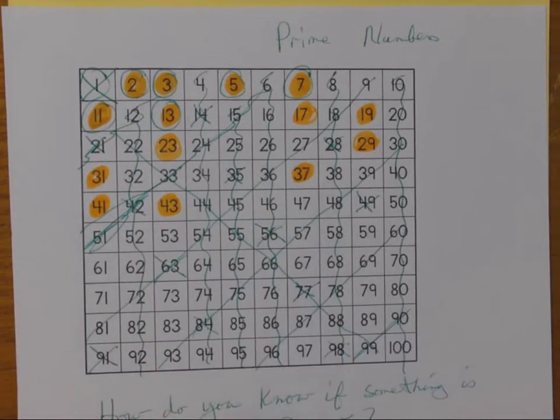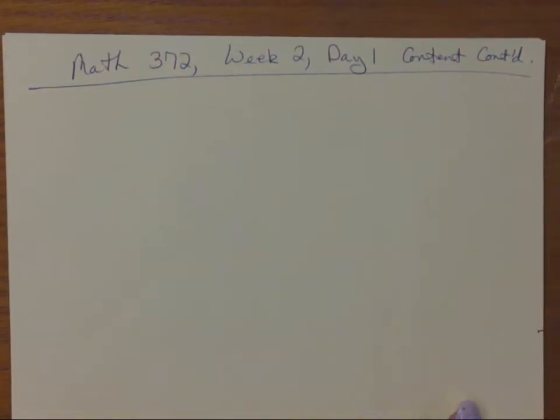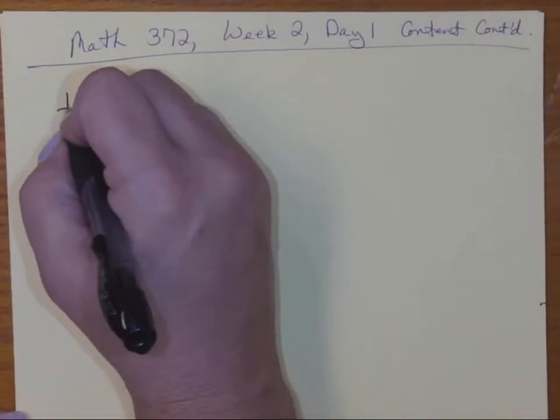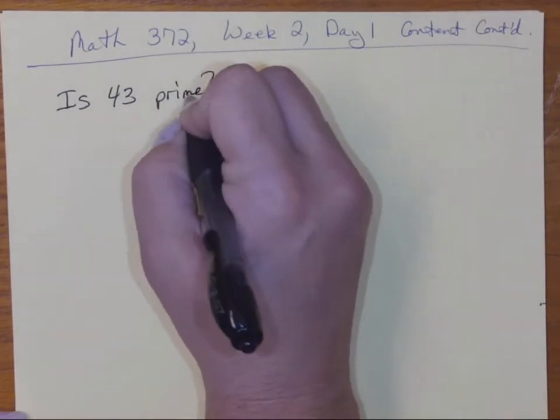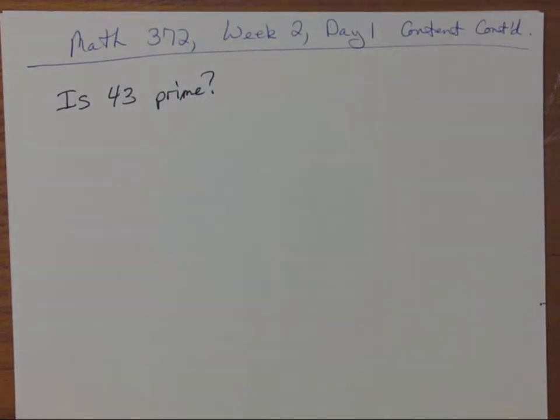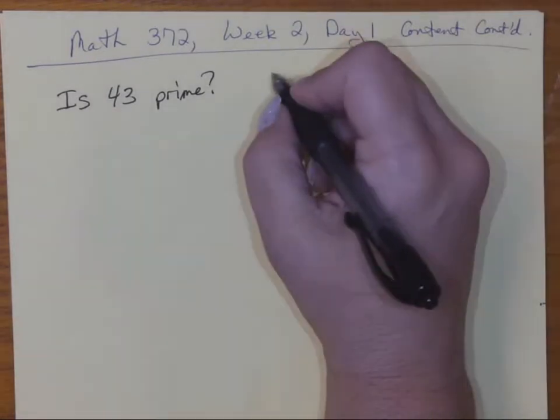So I'm like, how do I know? For instance, let's check 43. How do I know if 43 is really a prime number or not? Because it could be that I just haven't gone through enough and seen. So let's check. So my question becomes, is 43 prime? And there's a really cool little check for this. It's called use the square root.